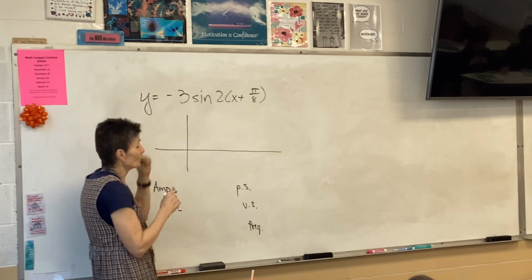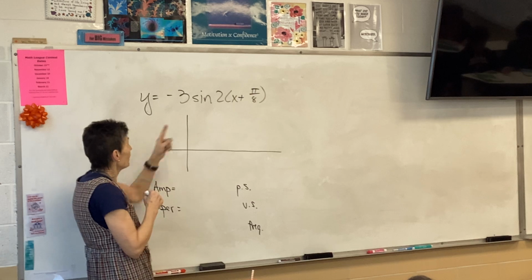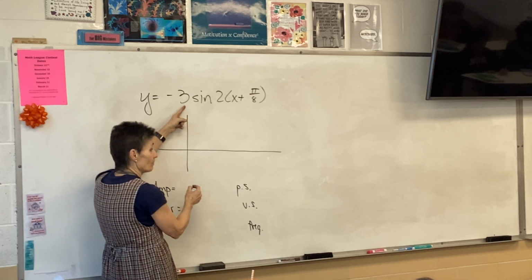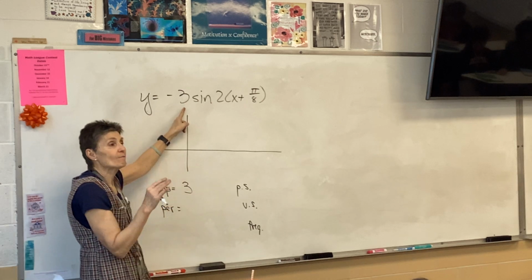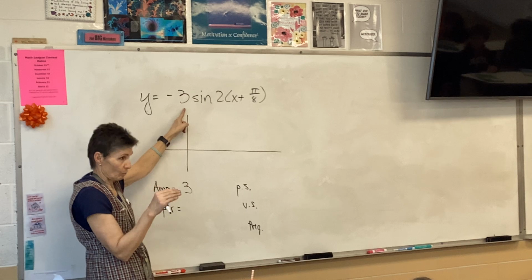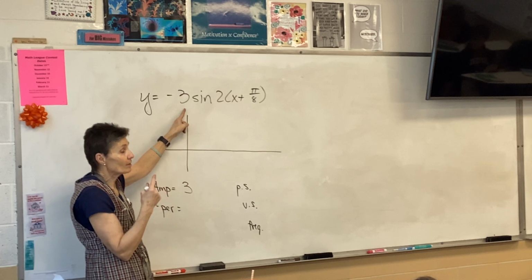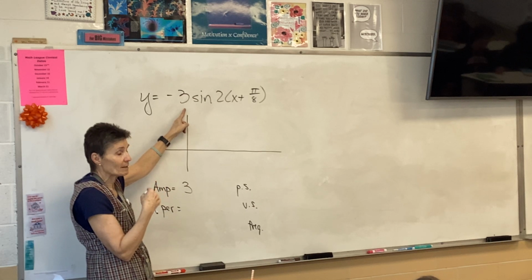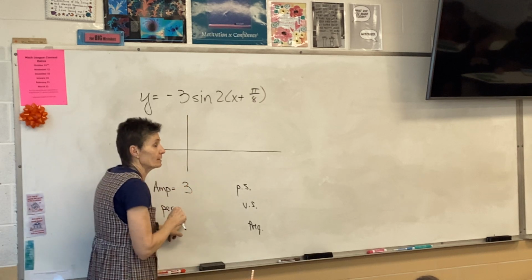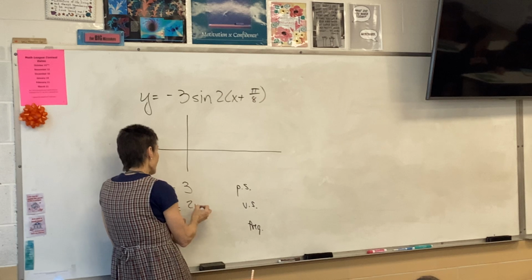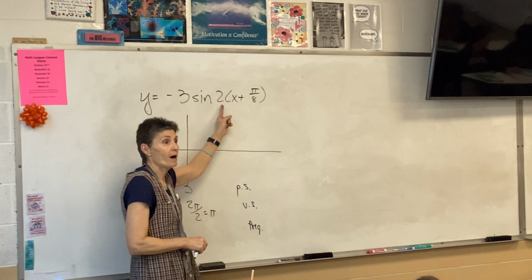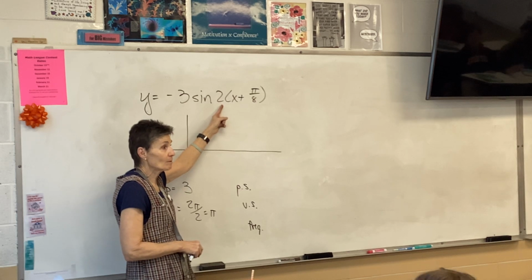You should be able to look at that equation and tell me the amplitude. What's the amplitude? 3. Are we ever going to say the amplitude is negative? No. Never going to say that. There's a negative number out there, and that will impact my graph. But it's 3. All right. How about period? 5, because the period is always 2 pi divided by that number.